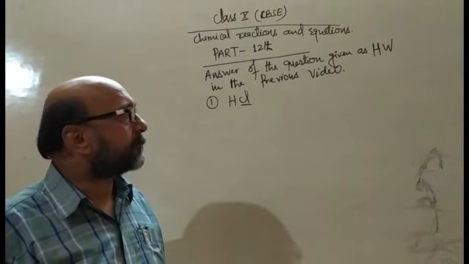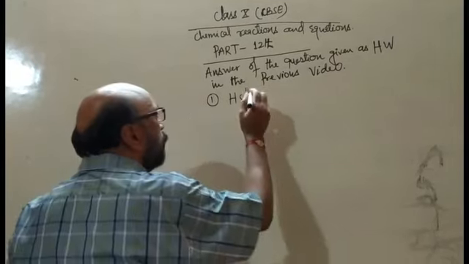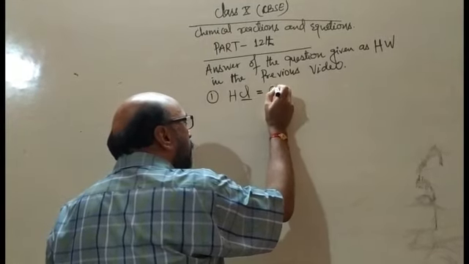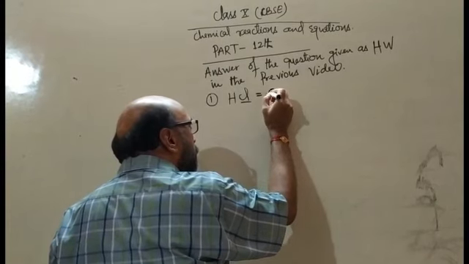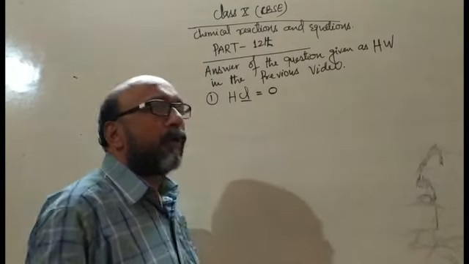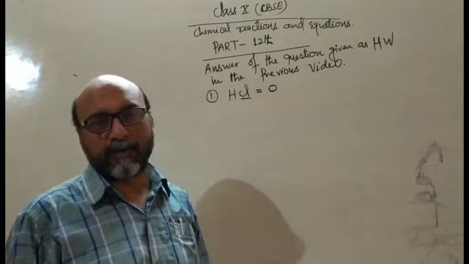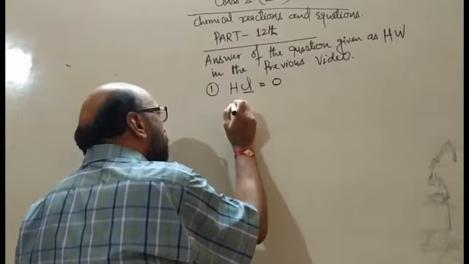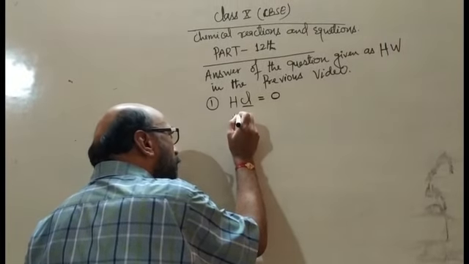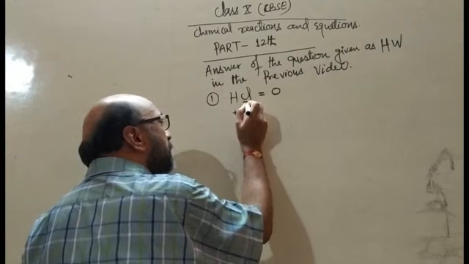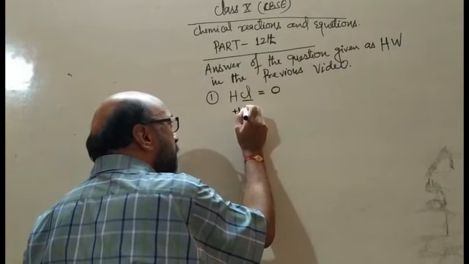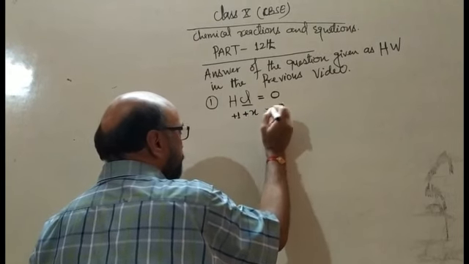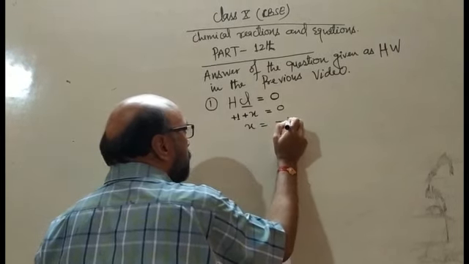You know, HCl is a compound and the total algebraic sum of the oxidation state of all elements in a compound is 0. So HCl is equal to 0. And the oxidation state of hydrogen is +1. Let the oxidation state of chlorine be X. So X is equal to -1.